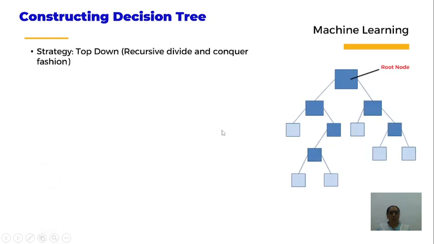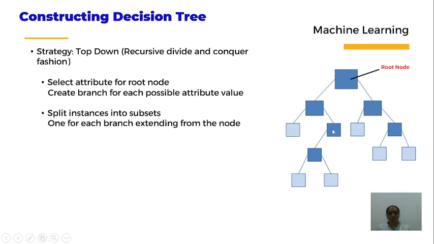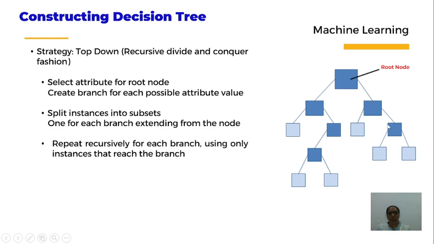So here you can see the construction of the decision tree. It uses a top-down approach, or a recursive divide and conquer strategy. We start with the root node, selecting the attribute for the root node, then creating a branch for each possible attribute value, then splitting the instances into subsets, one for each branch extending from the node. Then we repeat recursively for each branch using only instances that reach the branch. And finally, we stop if all the instances have the same class.